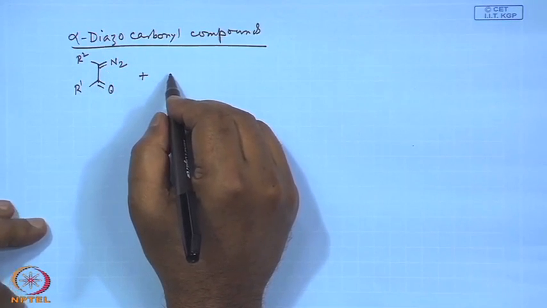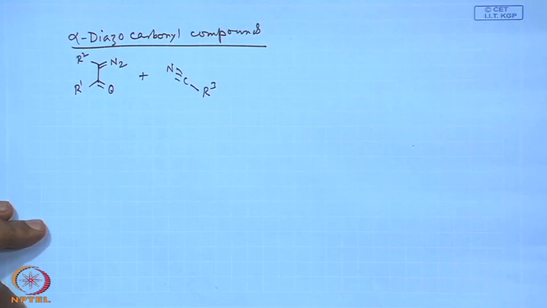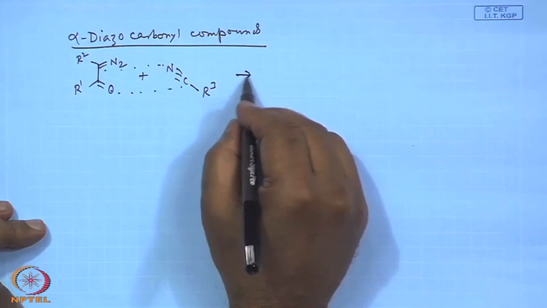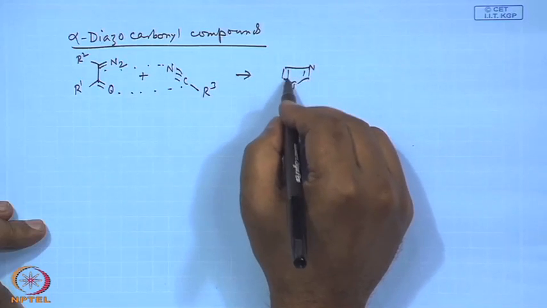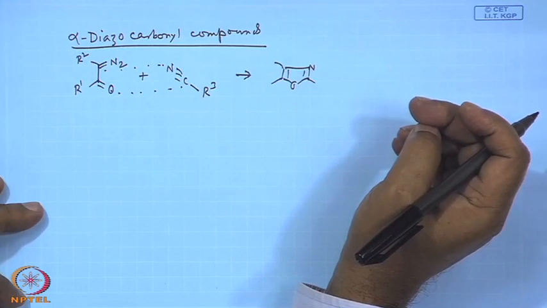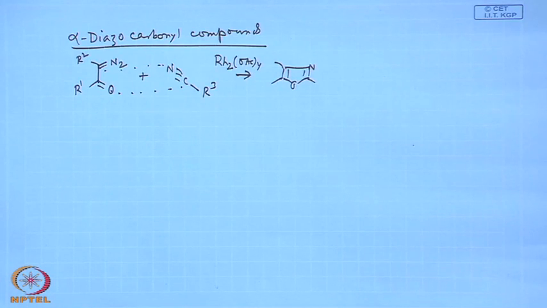And then for oxazole, you have to choose one more carbon nitrogen system. This would be linked to this carbon nitrogen, and this oxygen should be linked to this one. So eventually you will get the same kind of oxazole here. I will not write the R's. The only thing is you have to choose the catalyst. What is the catalyst you can think of? The conventional ones are heat and occasionally copper triflates, but the more modern one is dirhodium tetraacetate.